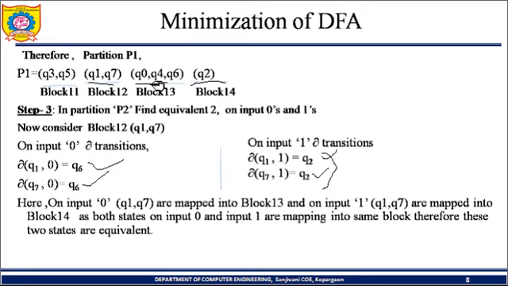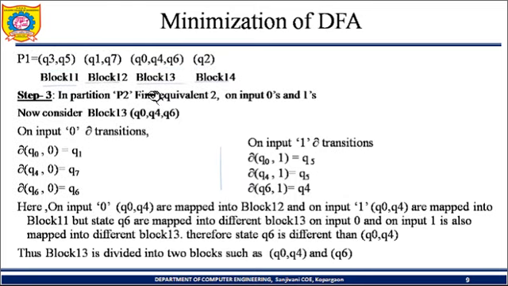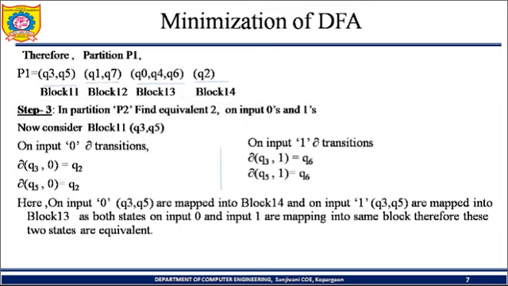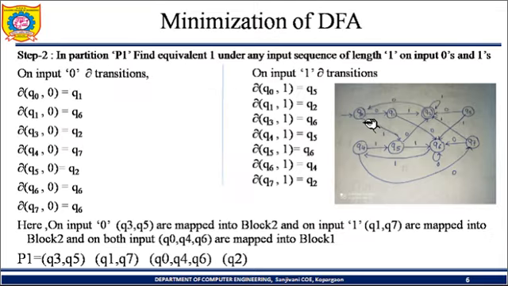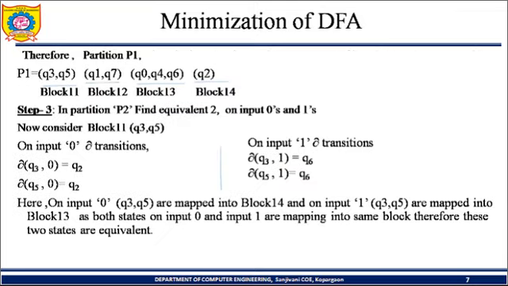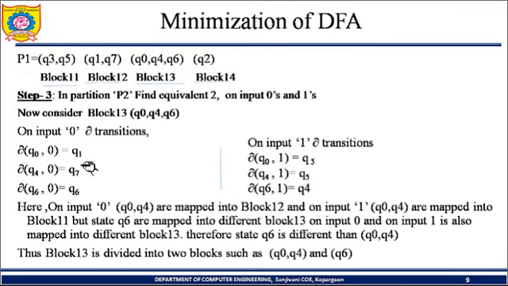Now we'll check block 1 3. In block 1 3 there are three states: Q0, Q4, Q6. Q0 on 0 will be in Q1, Q4 on 0 will be in Q7, and Q6 on 0 will be in Q6. We found this with the help of the given transition diagram, and we have written it here: Q1, Q7 and Q6. In the same way, Q0 after reading 1 is in Q5, Q4 after reading 1 is in Q5, and Q6 after reading 1 is in Q4.